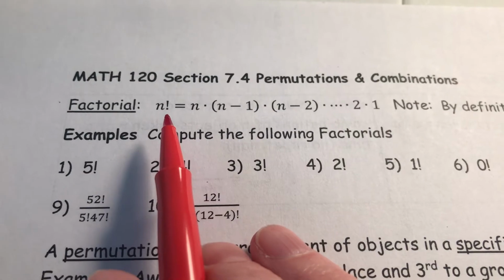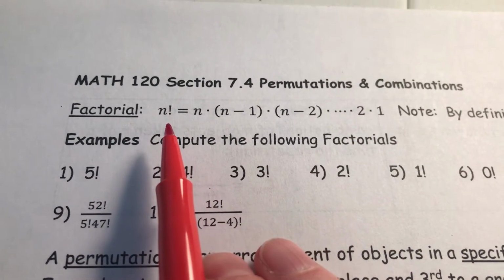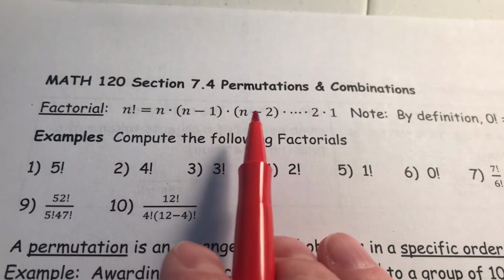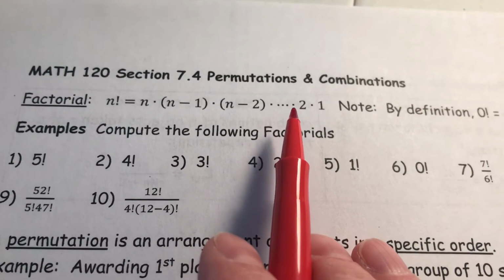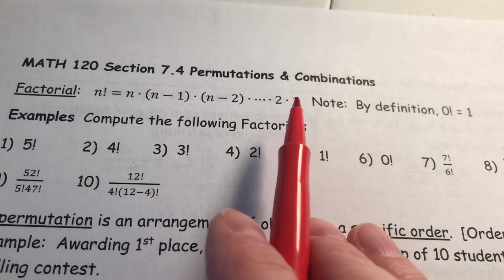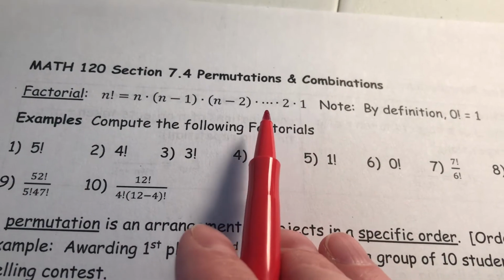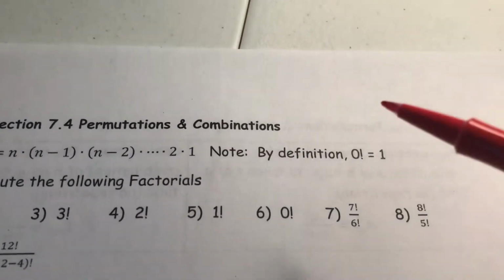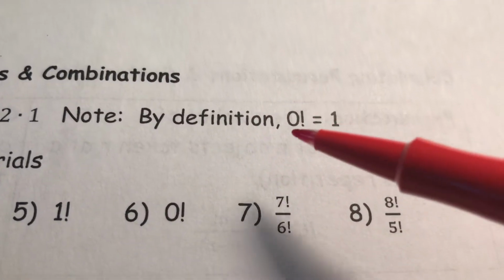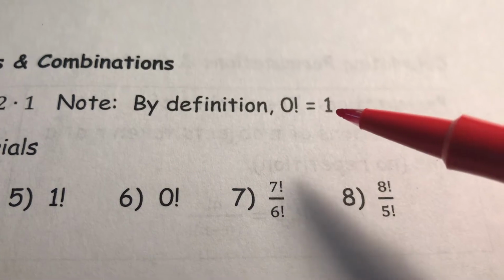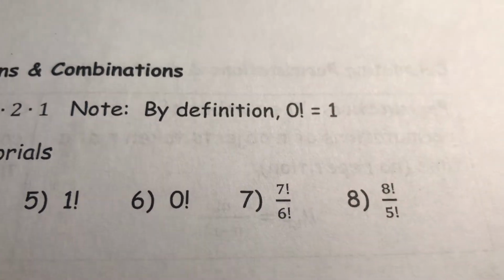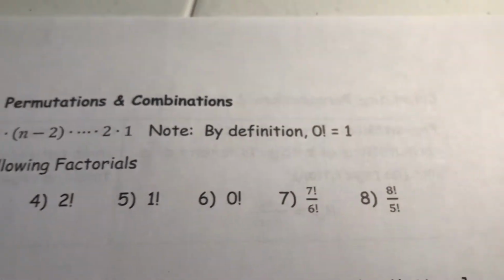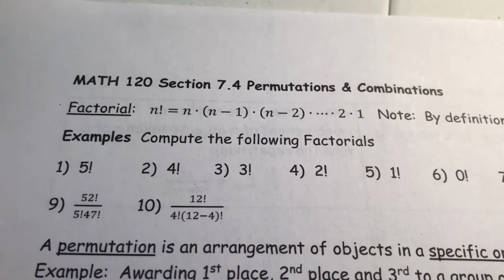With an exclamation point, that means n factorial, which is equal to n times n minus 1 times n minus 2, dot, dot, dot, all the way to 2 times 1. And you can go the other way. It's 1 times 2 times 3 times 4 times 5, all the way to n. And I'm going to tell you that by definition, 0 factorial is 1. I know it looks like it should be 0, but because of division, it was defined to be 1. Division by 0 is undefined.